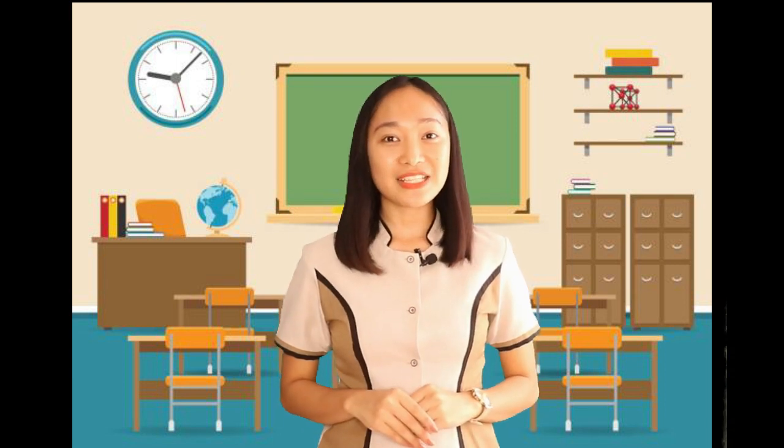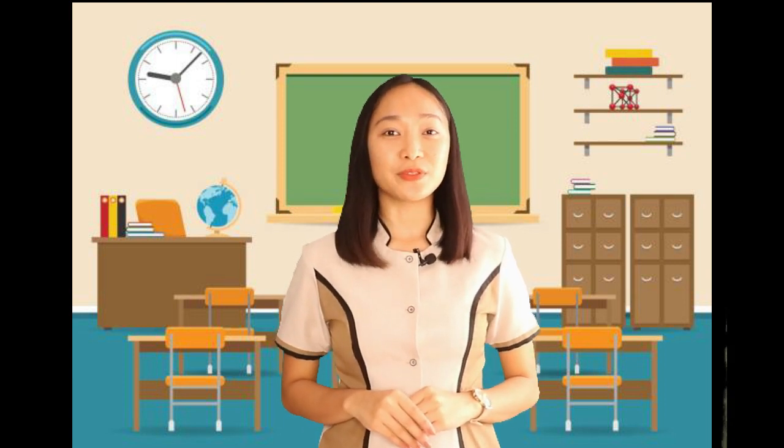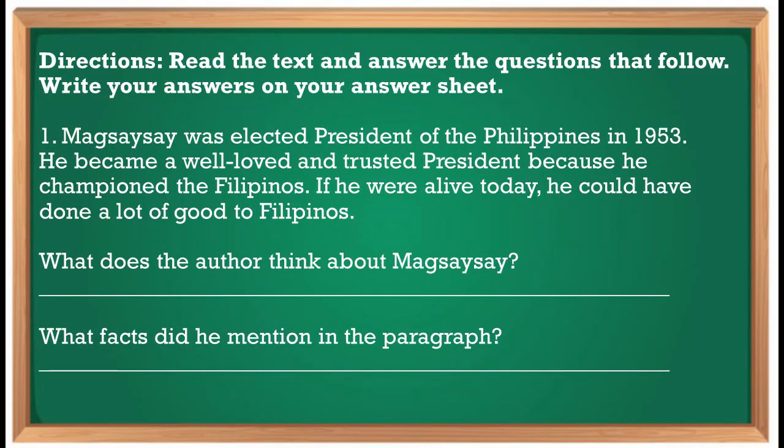Let's have more practice on page 6 of your module. Read the text and answer the questions that follow. Write your answers on your answer sheet. Number 1. Magsaysay was elected President of the Philippines in 1953. He became a well-loved and trusted president because he championed the Filipinos. If he were alive today, he could have done a lot of good to Filipinos.